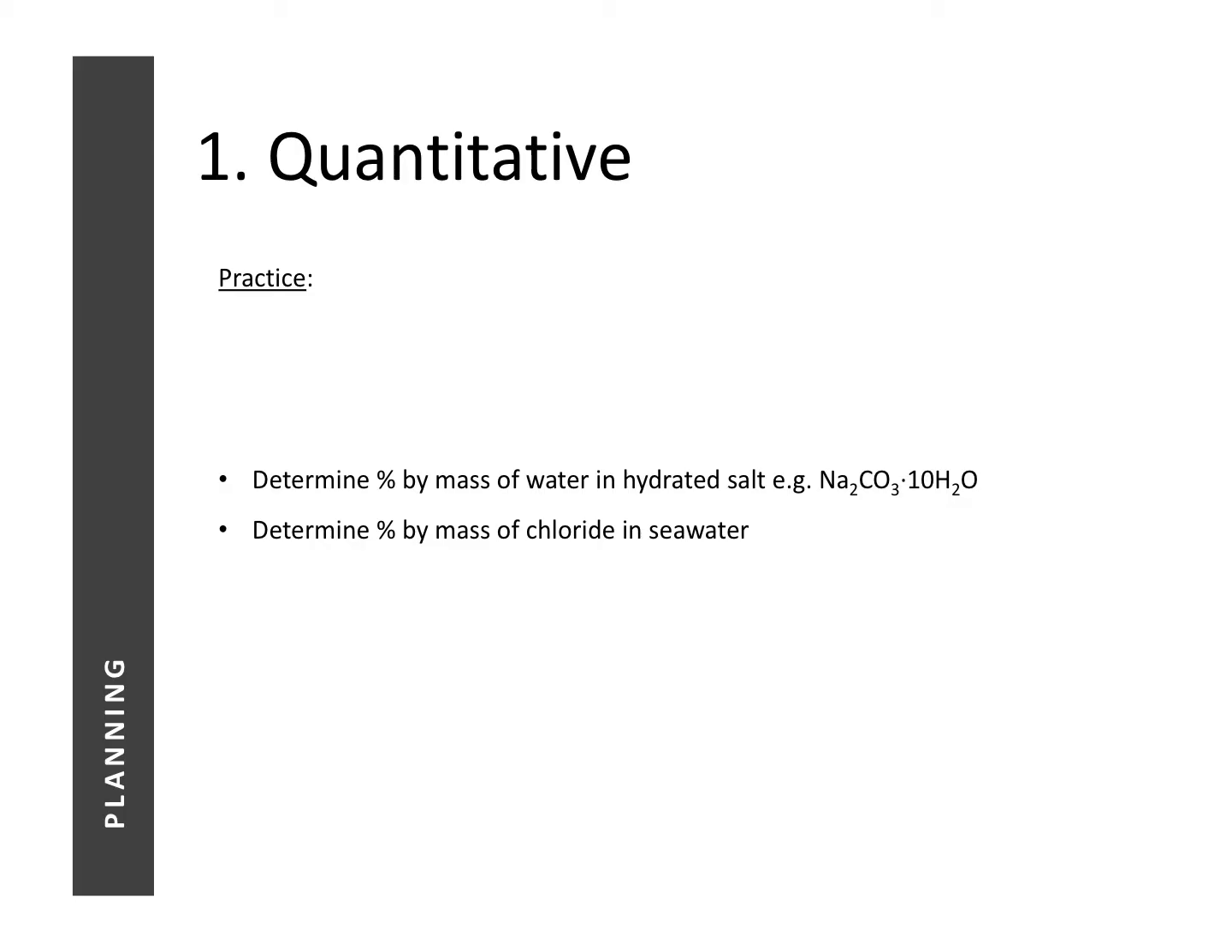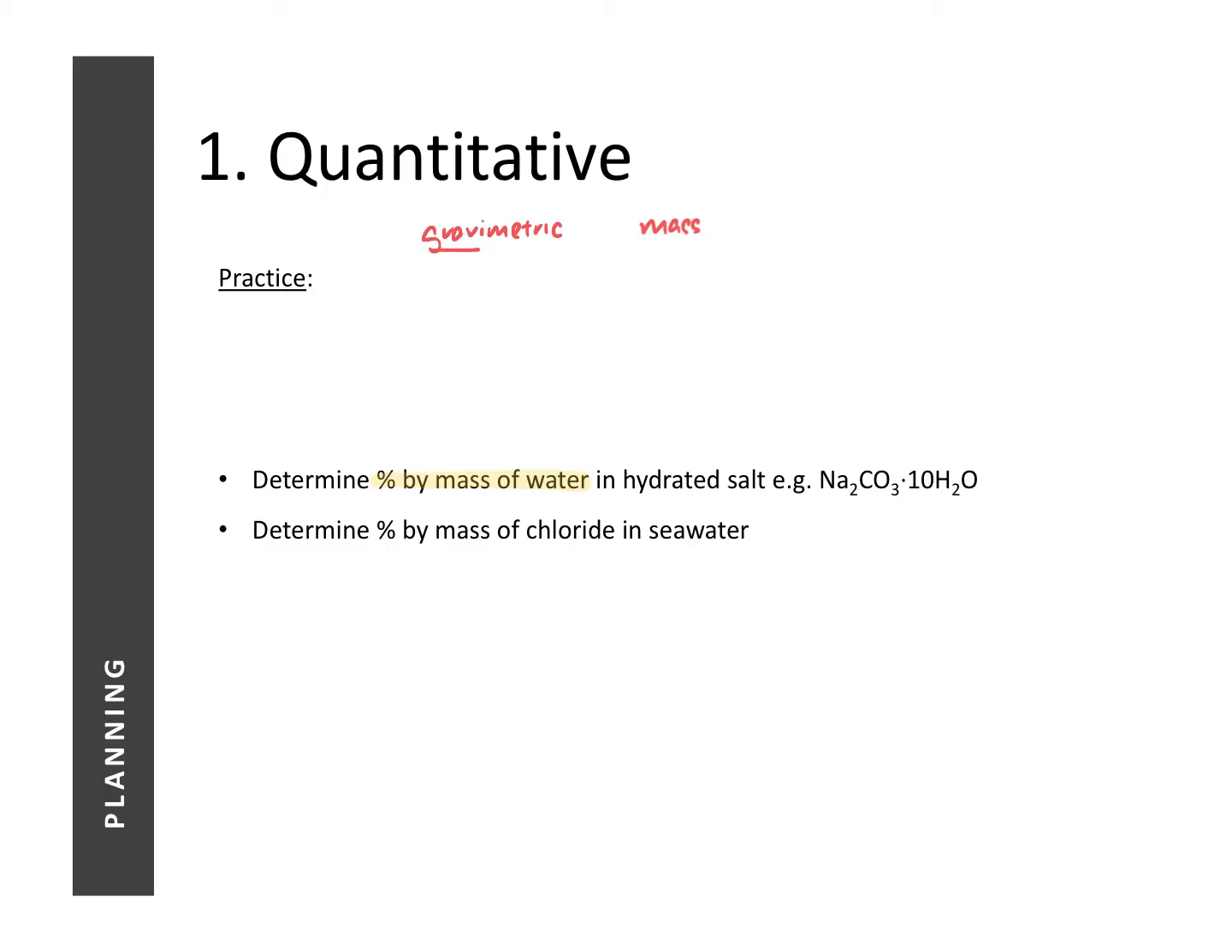Next, we'll look at two practice questions on quantitative planning experiments, the first of which is to determine the percentage by mass of water in a hydrated salt. So bear in mind that we are not looking at the percentage by mass of carbonate, where we could have used the earlier approach of measuring the volume of carbon dioxide formed when fully reacted with an acid. For this question, we will need to use something called a gravimetric approach. Now, gravimetric, as the term gravity implies, we are dealing with the mass of a particular sample.